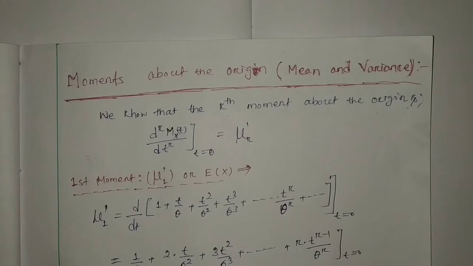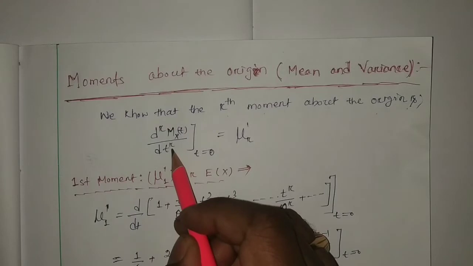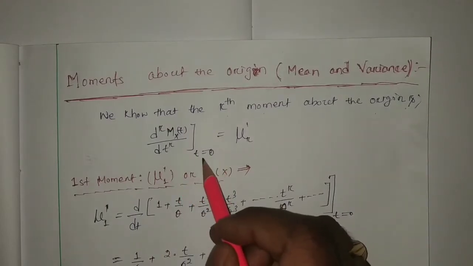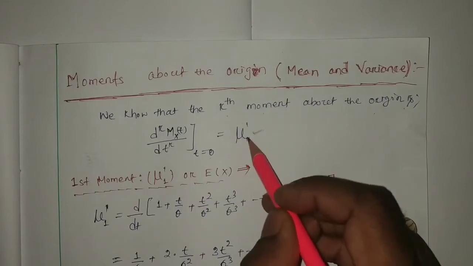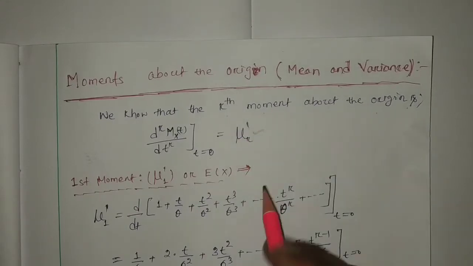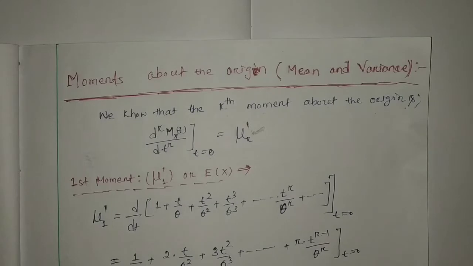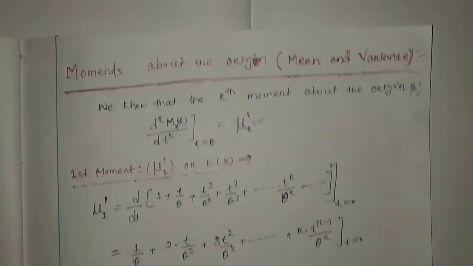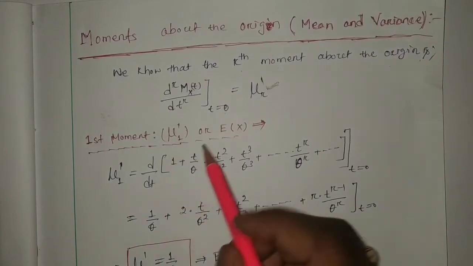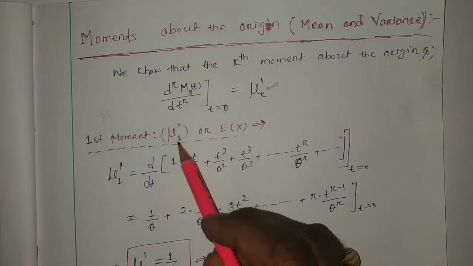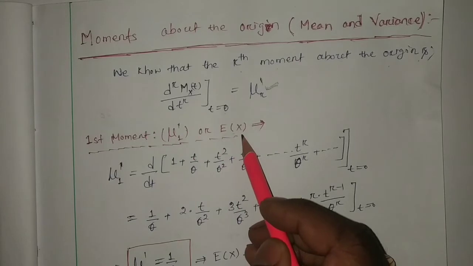Which is differentiated with respect to t, r times. Then you have to put t equal to 0, and you are going to get the rth moment, which is represented as mu r dash, right? This is known to us very well. Now first moment, we have to consider r equal to 1, that means mu 1 dash, or expectation of x, will be how much?